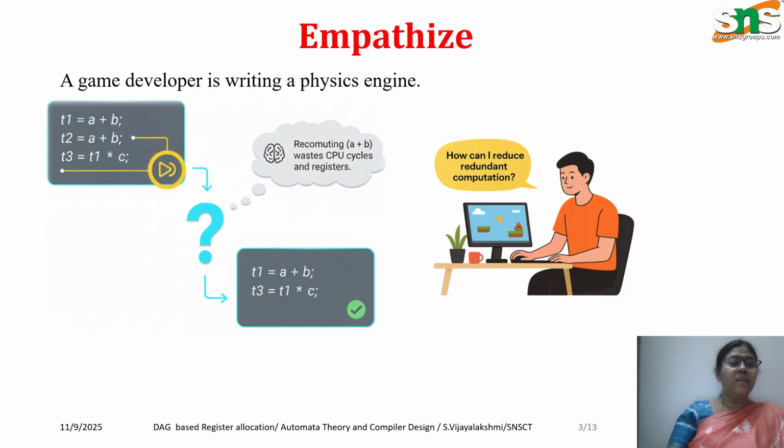So let us take a real example. A game developer writing a physics engine notices that repeated expressions like a plus b, and then a plus b, or x into y, appear many times in their equations. The compiler must detect these repetitions and reuse previously computed values instead of recalculating them. So instead of recomputing a plus b, this is where the tag helps.